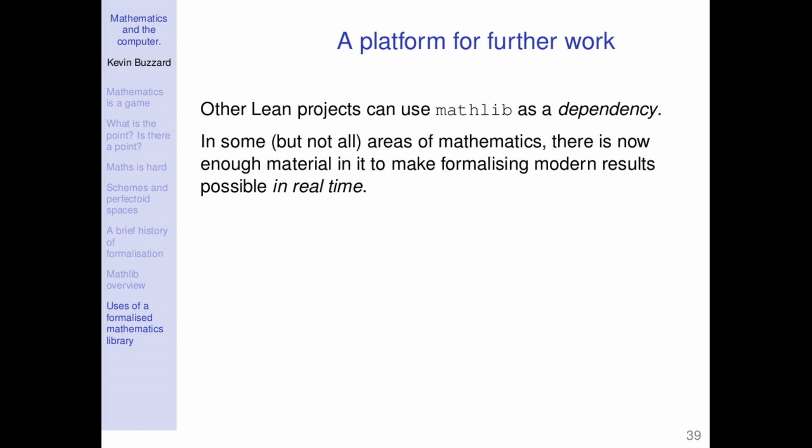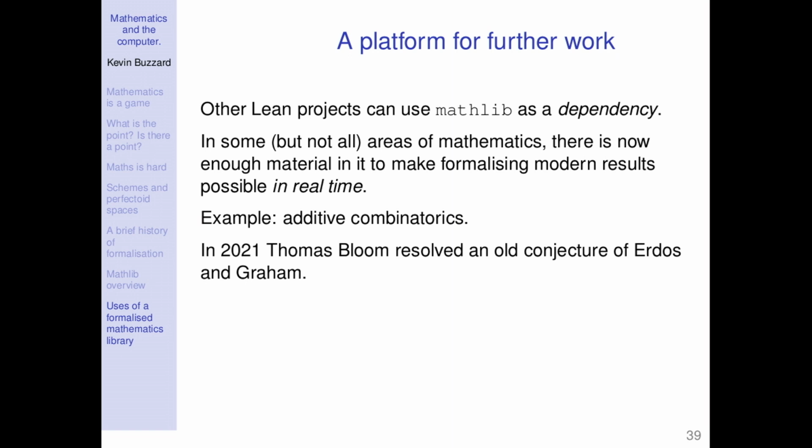But in some areas of mathematics, and additive combinatorics is probably the best example, we're at the point where if a modern research paper comes out, then we can actually check that paper using the maths library. Let me give you some case studies. In 2021, Thomas Bloom resolved an old conjecture about unit fractions by Erdős and Graham. The proof uses things like the circle method and clever accounting arguments.